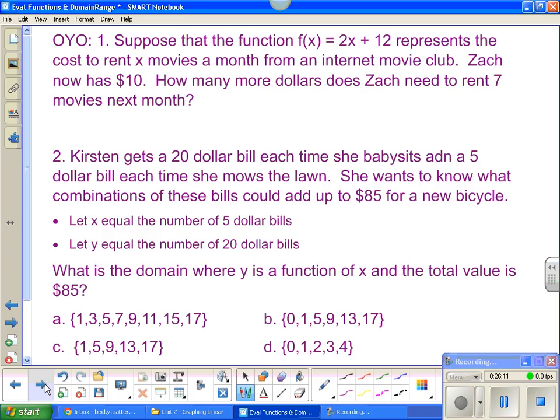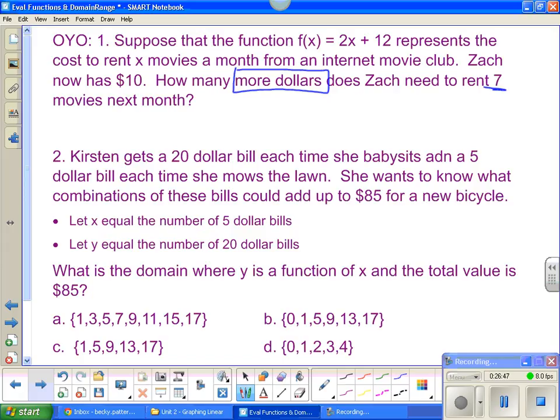Normally, I don't go over the on your owns in the notes, but just to give you 2 more examples, let's try these 2. It just does a nice little overview of what we've gone over so far. Suppose that the function f of x equals 2x plus 12 represents the cost to rent x movies a month from an internet movie club. So this movie club charges $12 flat and $2 a movie. Zach now has $10. How many more dollars, and this is what I would box in, does Zach need to rent 7 movies? So he wants to rent 7 movies.